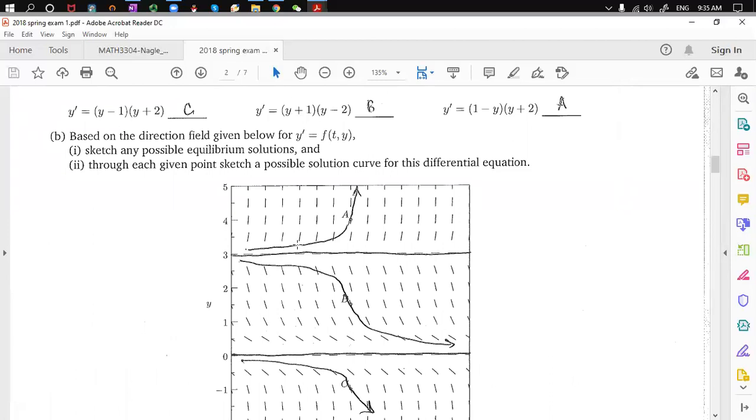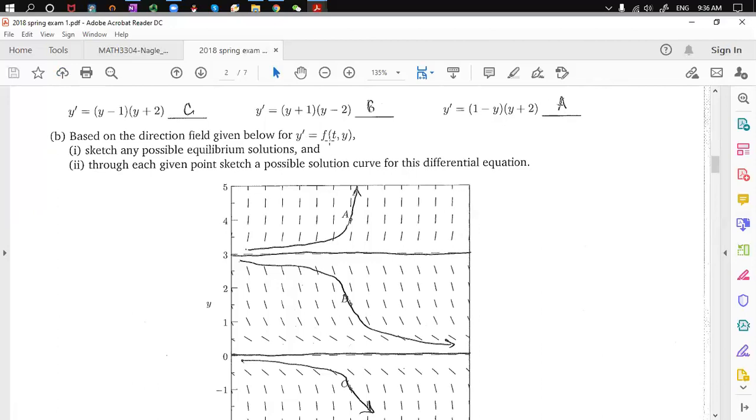Now, what about problem B? For problem B, the question is going to ask you, based on the direction field given below, for such an equation, y prime is equal to f of t and y, right? Some people might ask, you don't have x here, but it doesn't matter. As I said, for any differential equation, the most important thing is to determine which one is the function and which one is the variable. For example, in this one, y is the function, t is the variable, right?